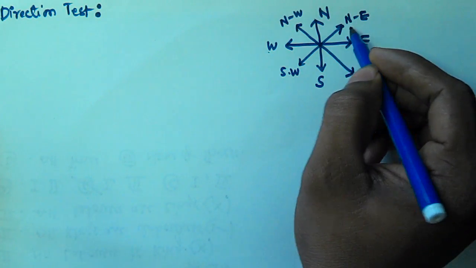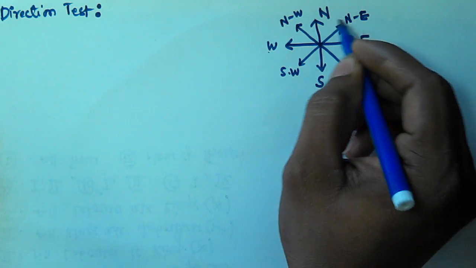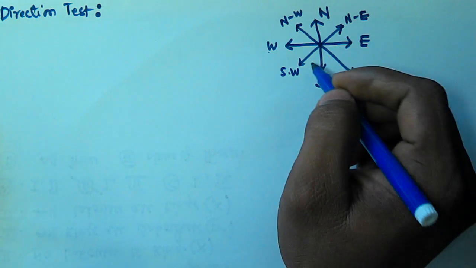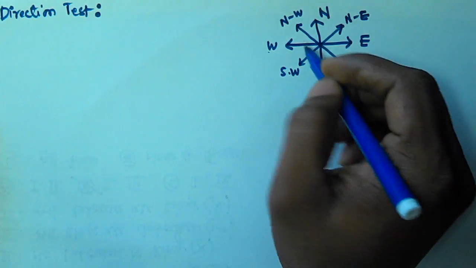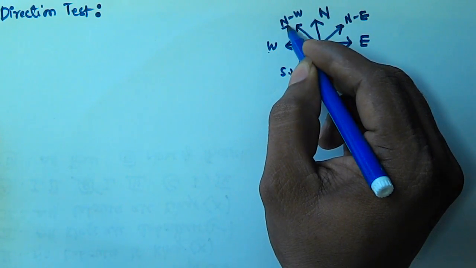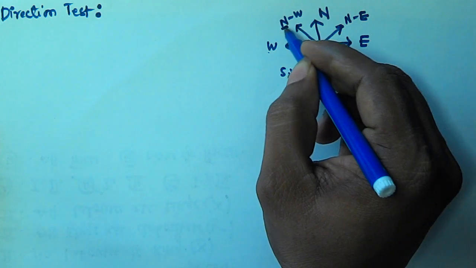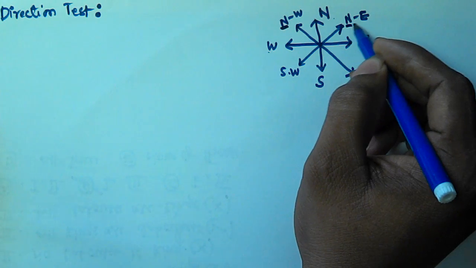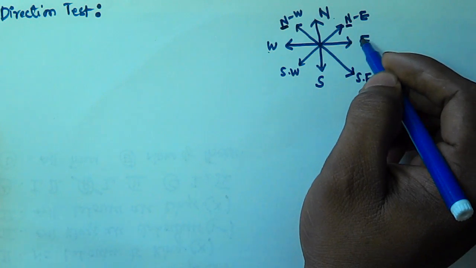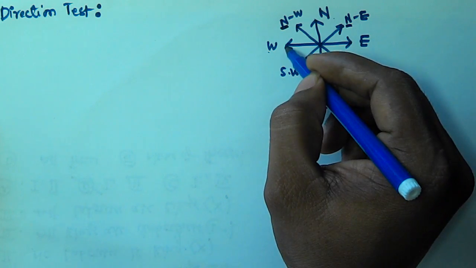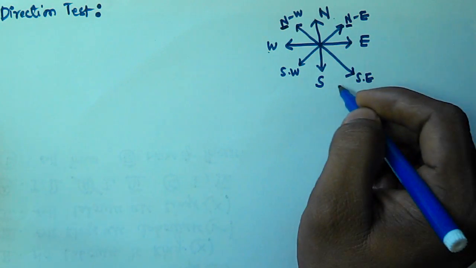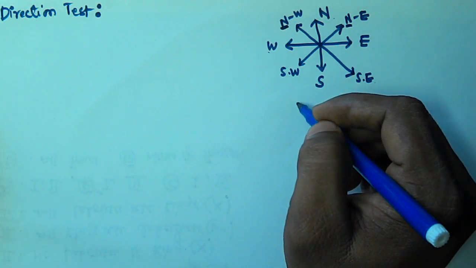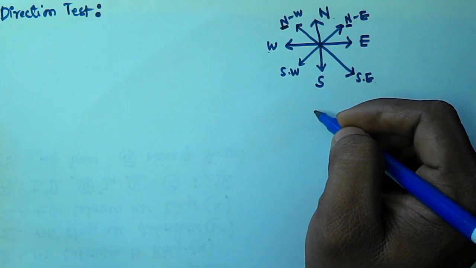So you observe, whenever there is a direction east and north, it always starts with north. So the in-between directions always start with north and south only. Northeast starts with N, northwest starts with N. You cannot say east north or west north. Same here: we say southeast and southwest, not east south or west south. So these are the basic directions available.